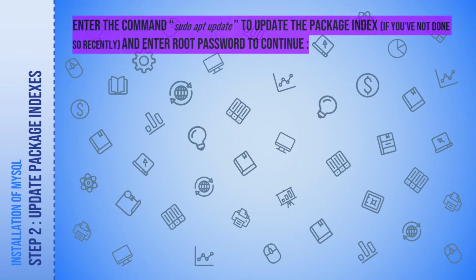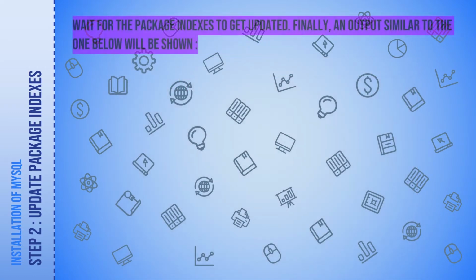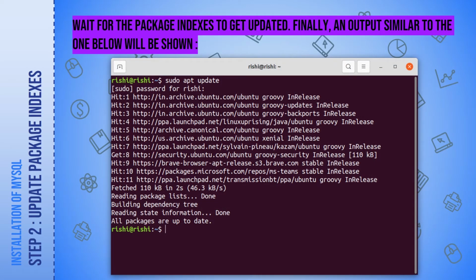Step 2. Update the package indexes by entering the command sudo apt update. Enter your root administrator password to continue. Wait for all the package indexes to get updated. Finally, an output similar to the one as shown in the figure will be visible to you.